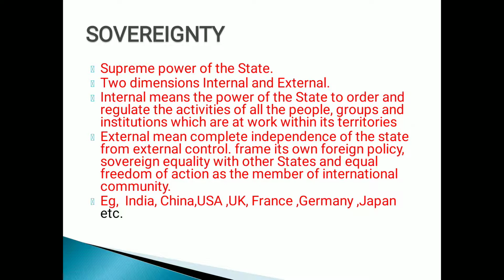It means the power of the state to order and regulate the activity of people, groups and institutions which are at work within its territory. They always act in accordance with the laws of the state. The state can punish them for every violation of any of its laws.